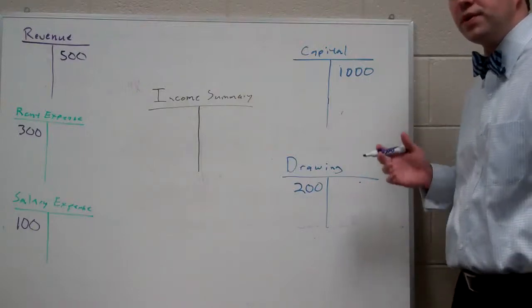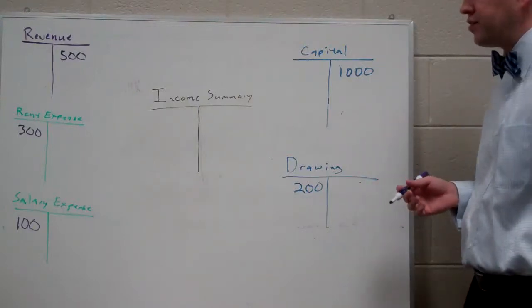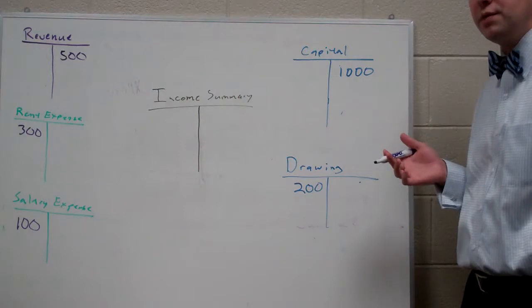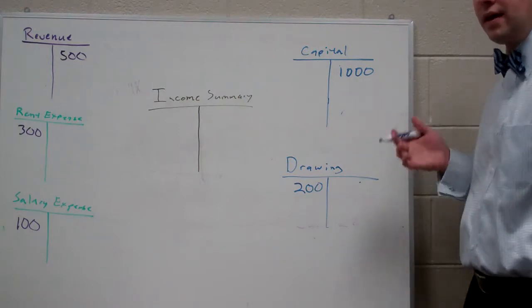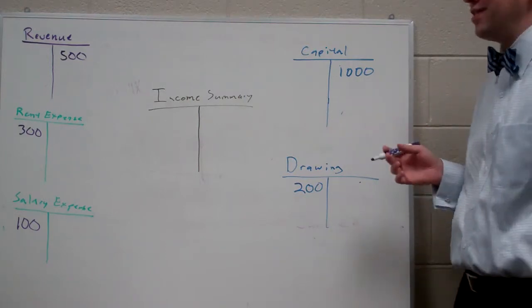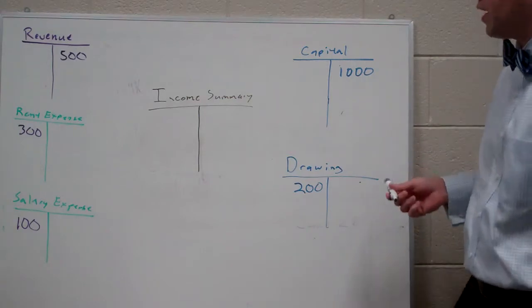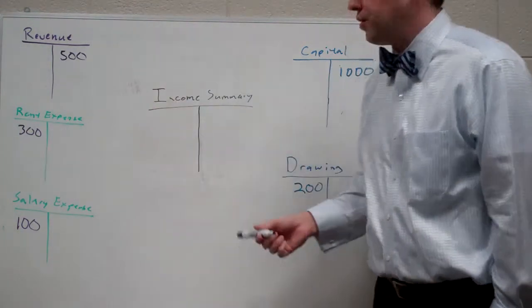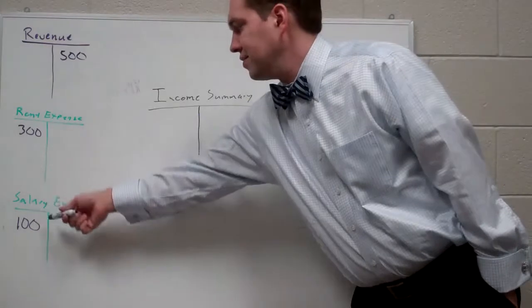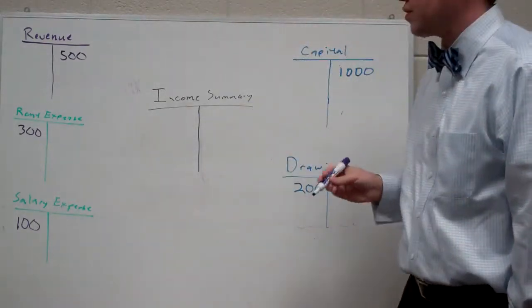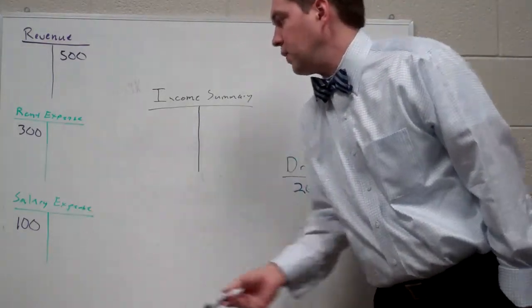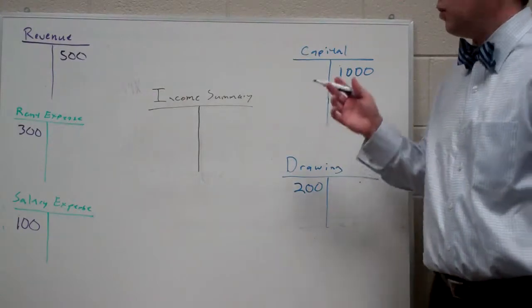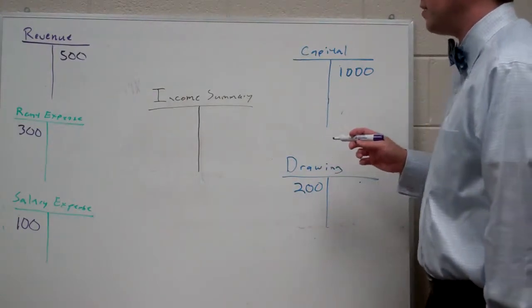I want to go through a simple example of the closing process where we have net income in place and we have some balances in these accounts. In this problem, we start out with revenue of $500 and expenses. We're keeping it simple. We only have two expenses, $300 for rent and $100 for salary. We need to close those accounts out.